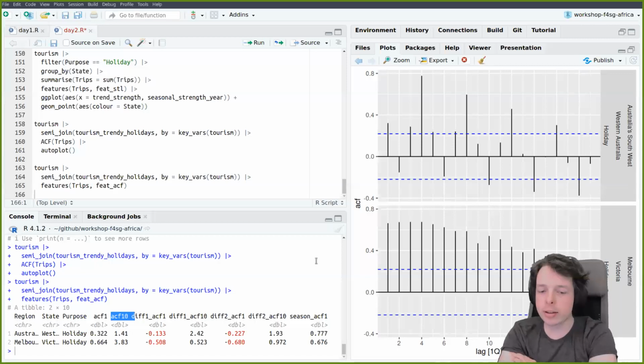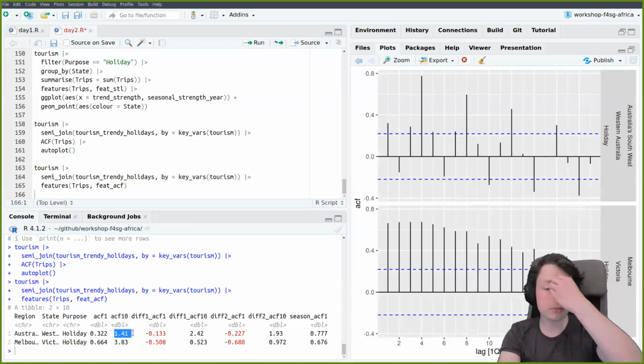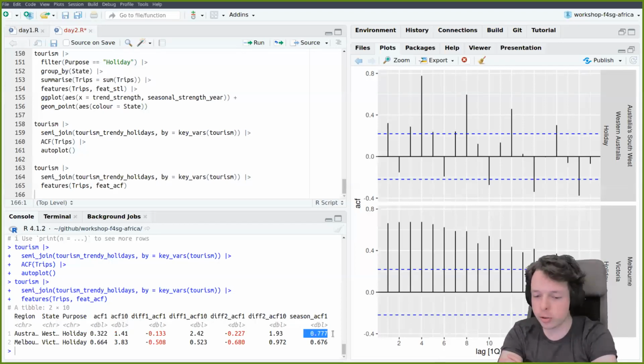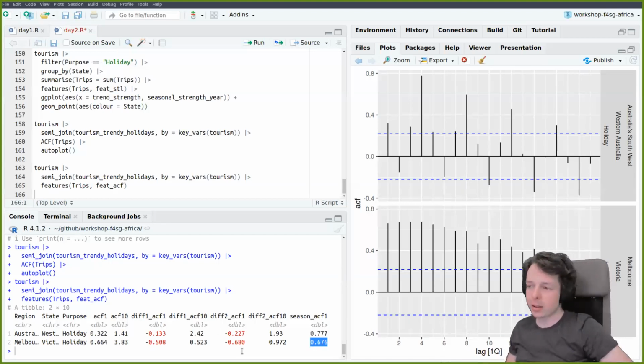ACF10 represents the sum of the first 10 lags. And this is useful to see if it's all positive. You can see for Melbourne, where it was slowly decaying and all positive, the sum of the first 10 lags is 3.83, very big. Whereas for Western Australia, it was a bit smaller, 1.41. And we've got the seasonal first lag of this one, 0.777, and Melbourne, 0.676. So all of these features provide some information about the patterns in the time series.